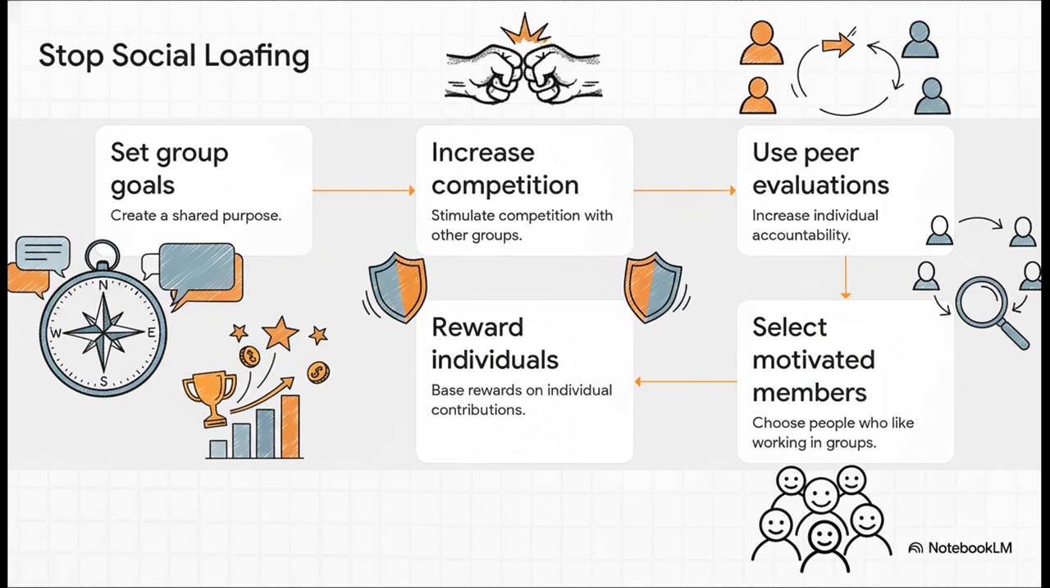But here's the good news. You don't have to just put up with social loafing. You can fight back. And while all these steps are helpful, pay special attention to peer evaluations and individual rewards. Why? Because they completely destroy the one thing social loafing needs to survive: anonymity. When people know their specific work is being seen and valued, that instinct to coast just disappears.